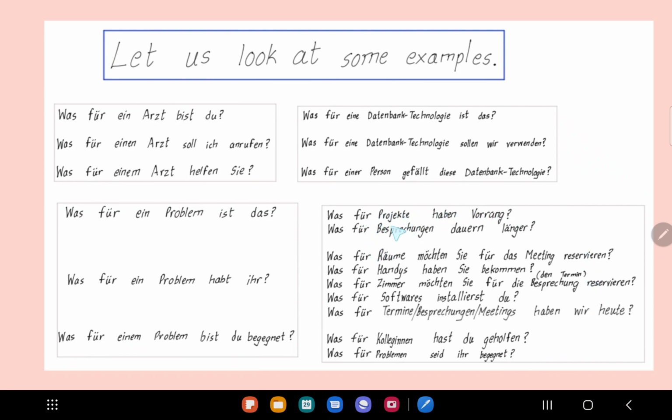Okay. What about this block? So here you check was für Projekte, was für Besprechungen, was für Räume, Handys, Zimmer, Softwares, Termine, Besprechungen, depending on your city, how you pronounce it. Meetings, Kolleginnen, Problemen, everything is plural, right? And here these two are nominative, right? So Projekte, Besprechungen are the subject of the sentence. So what kind of projects have priority? What kind of meetings last longer, right? So these are nominative.